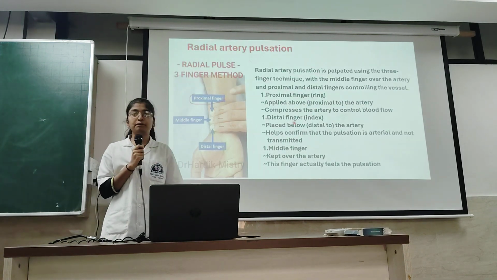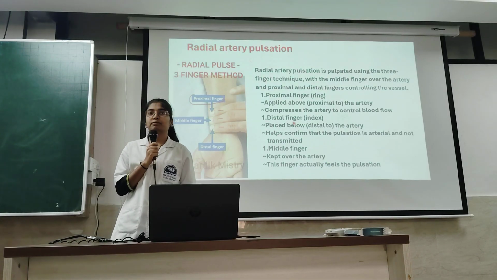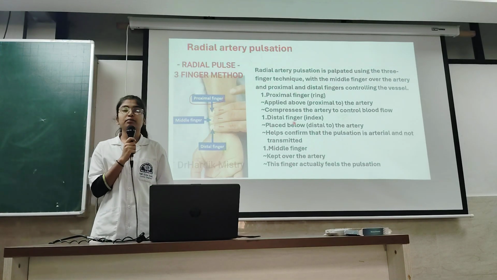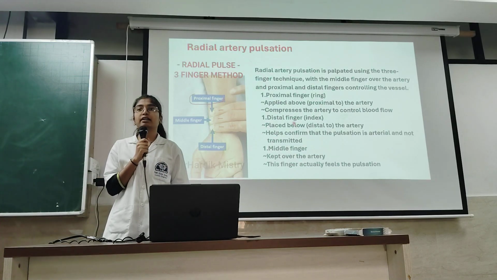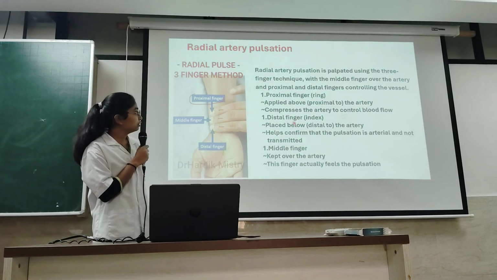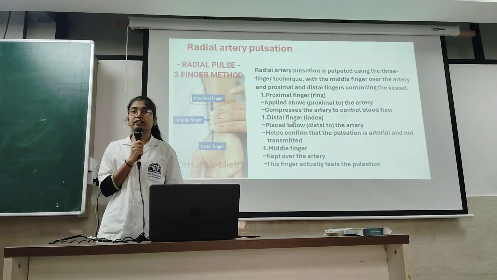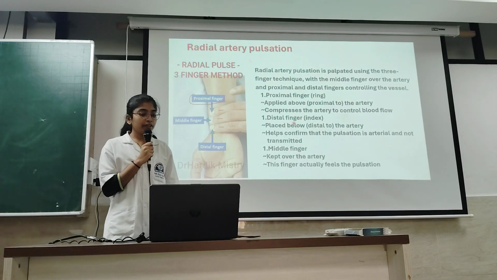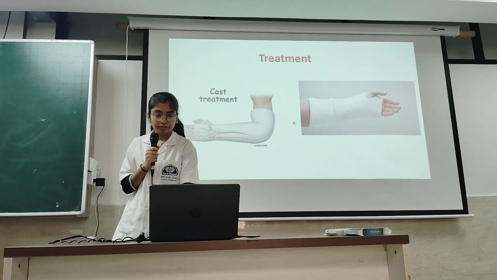Radial artery pulsation is palpable using the three finger technique. One is middle, one proximal and one distal finger. The proximal finger compresses the artery and controls the blood flow. The distal finger helps confirm that the pulsation is arterial and not transmitted. The middle finger is kept over the artery and actually feels the pulsation.